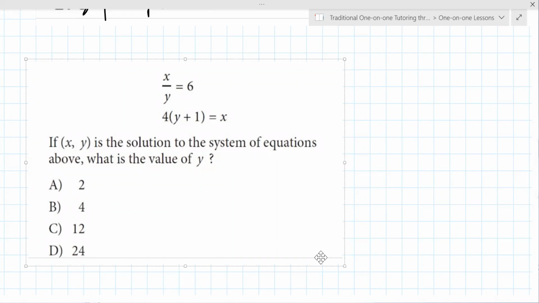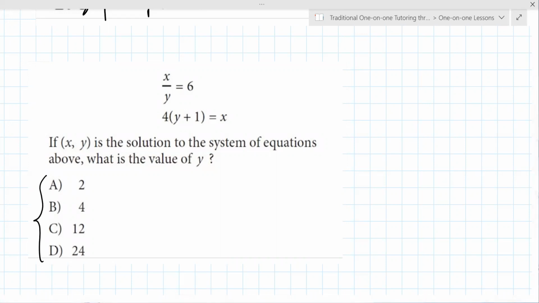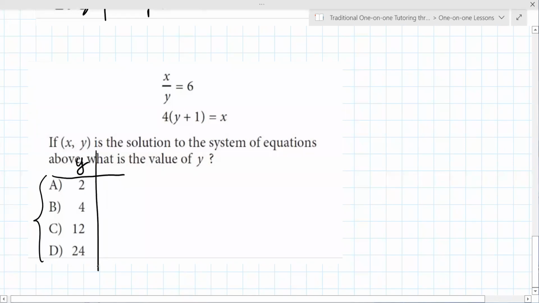So are the answers Y or X? Which one are they showing you here? These answers A, B, C, and D, are they X or are they Y? X. Okay, go ahead and read the question. What is the value of Y? Okay, so it doesn't actually matter. Why don't we use the second equation since it's already solved for X? You're going to put these values in for Y.